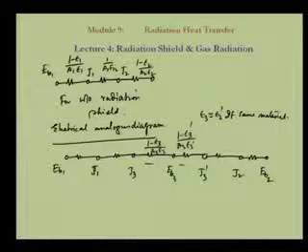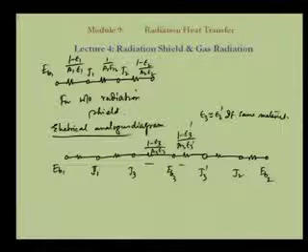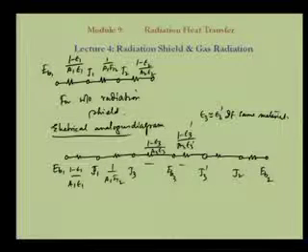Okay. And then other things are understood. If I write (1 minus epsilon 1) by (A1 epsilon 1), this is 1 by (A1 F12), I am sorry, it is F13 now, and then this is the space resistance, this is another space resistance, this is again, sorry, the surface resistance, this is another surface resistance for 2 sides.